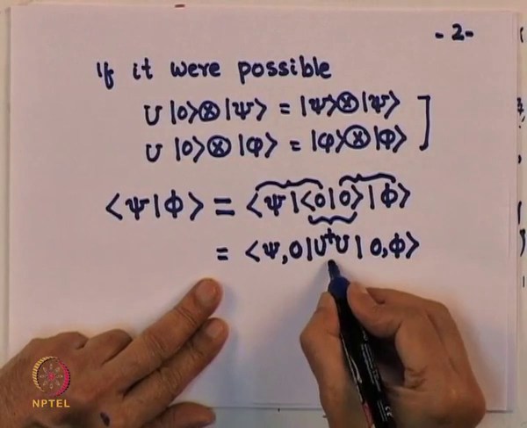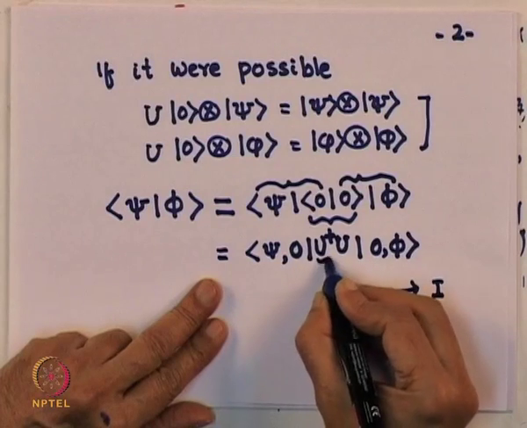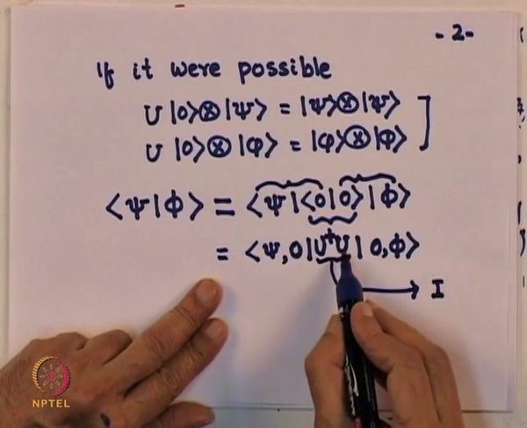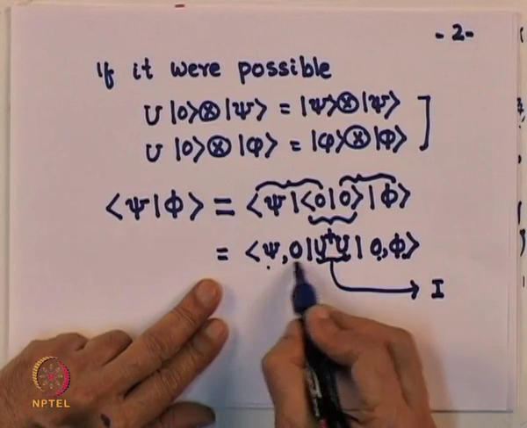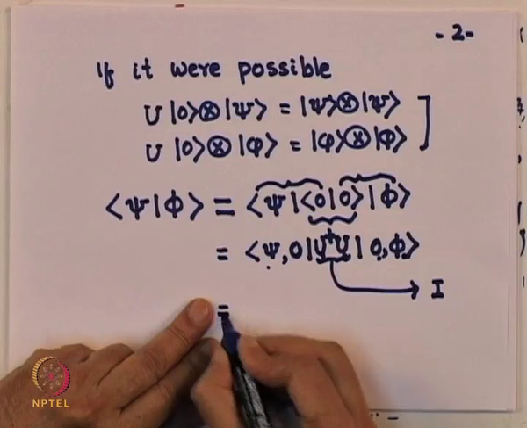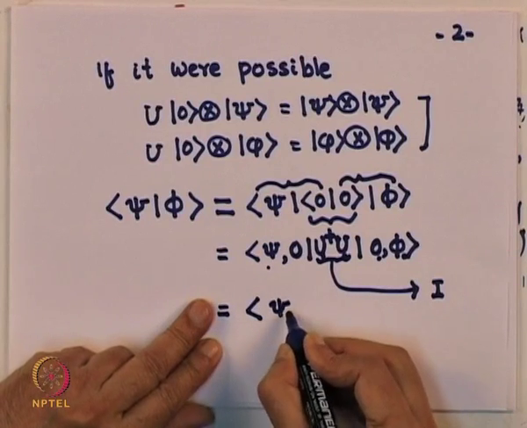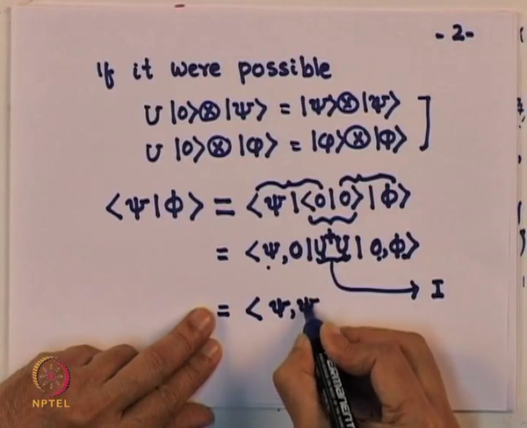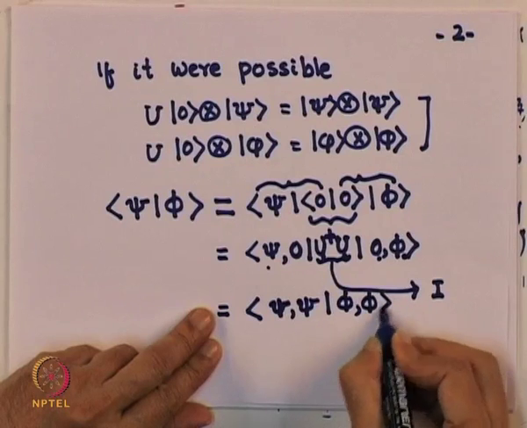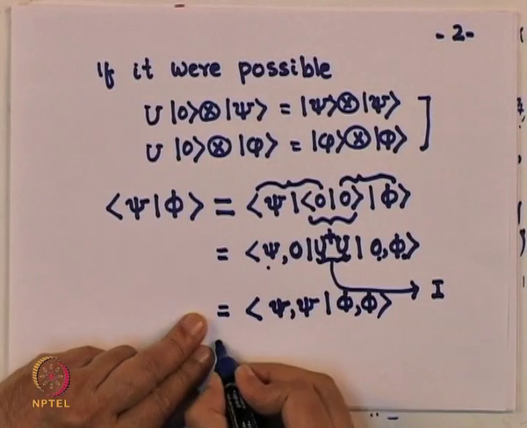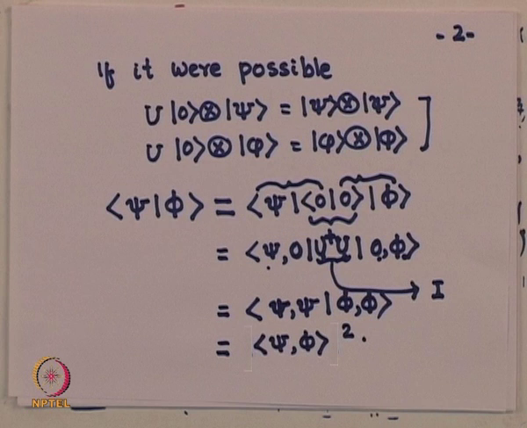Now, let me introduce here U dagger U. Remember U dagger U, U being a unitary matrix, is identity, so I can always introduce this. So, U acts on 0 phi, U dagger acts on the bra psi 0. So, I must get this to be equal to psi psi and phi phi. So, this is nothing but psi phi squared.